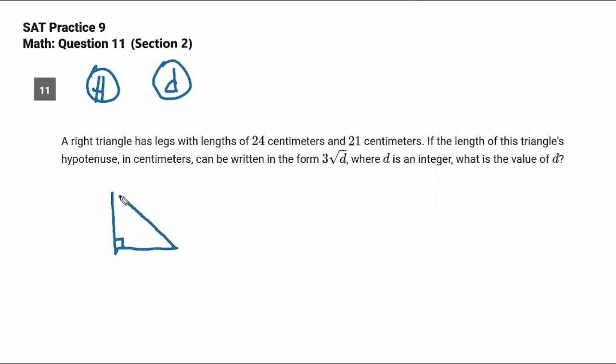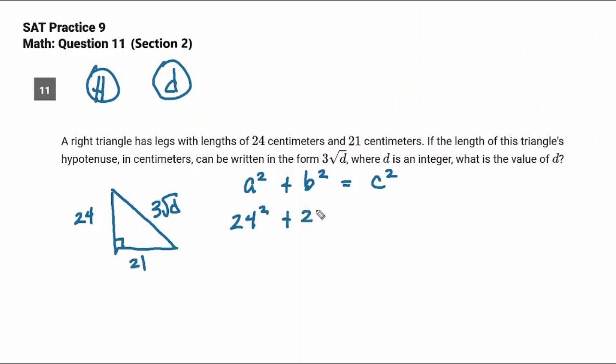It's a right triangle. The things that aren't the hypotenuse are 24 and 21, and the hypotenuse is 3 root d. You've been doing this particular problem since what? 3rd grade? It's the Pythagorean theorem. A squared plus b squared equals c squared. I'm going to go through several steps here. You could probably skip a few of these steps when you're actually doing the test, but I want you to see it, so we're going to go through them. So it's 24 squared plus 21 squared equals c squared.